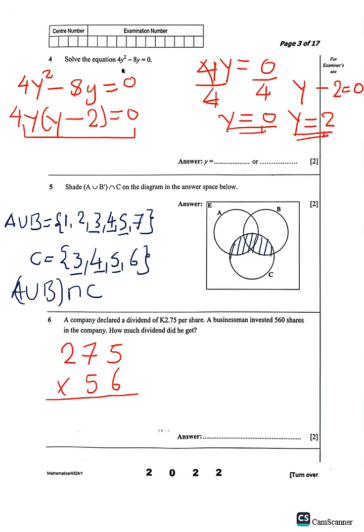So 6 times 5 is 30. So 0, we carry the 3. 6 times 7, that is 42 plus 3, 45. We carry the 4. 6 times 2 is 12, plus the 4, we have 16 here. Then we go to 5, 5 times 5, 25, we carry 2, 5 times 7, 35, plus 2, 37, we carry 3, 5 times 2, 10, plus 3, 13.